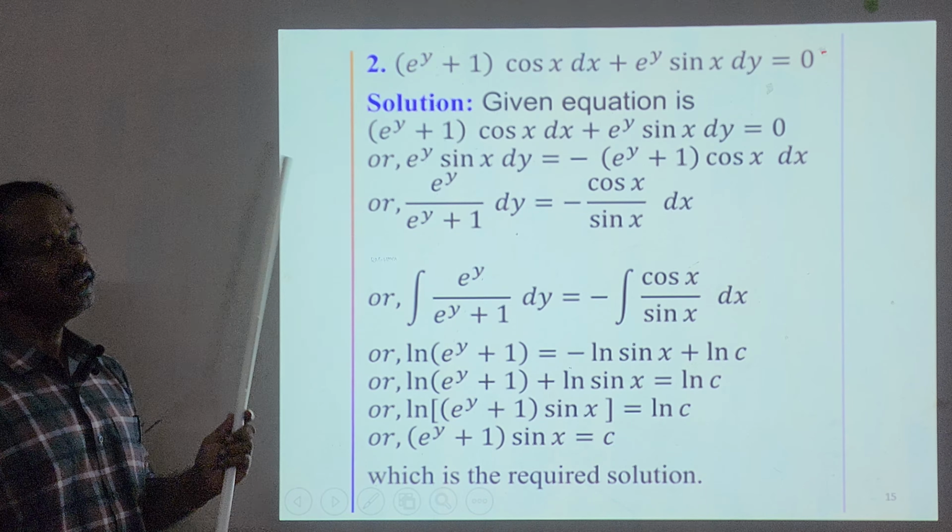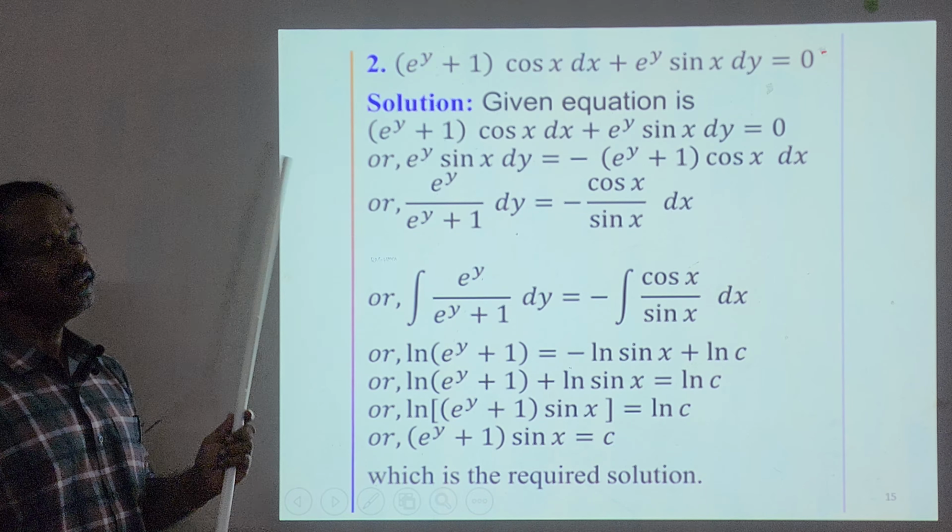Okay, integrate on both sides. So y plus 1 will get cancelled. The first term will be y minus 1. The remaining one will be the integration of 1 divided by y plus 1 dy. Similarly, these two will get cancelled. You have x plus 1 and 1 divided by x minus 1. I can write like this.